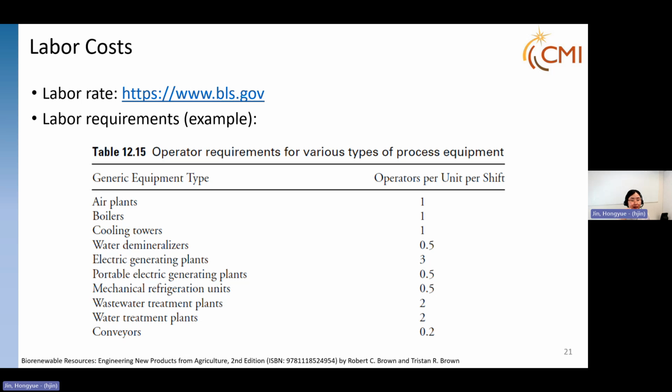Okay, and then lastly, the labor cost. A very good source for labor cost is the Bureau of Labor Statistics. It has very detailed information based on the location and job category that is very useful. And then how do we estimate how many labor hours are required? There are several approaches available. This table shows one example that can calculate the amount of labor needed per unit per shift. So let's say for a conveyor, we can use 0.2 operators per conveyor system per shift. The reference is from this book.